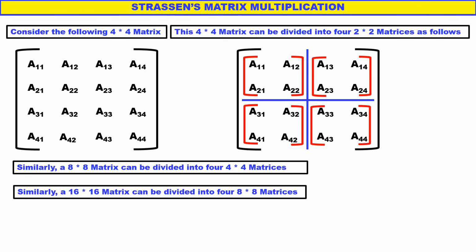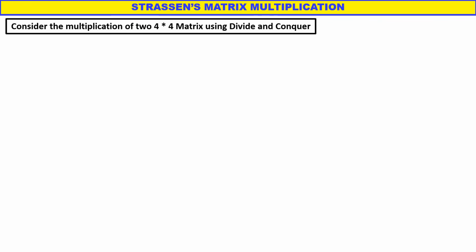Similarly, a 16 cross 16 matrix can be divided into 4 8 cross 8 matrices, and each 8 cross 8 matrix can be divided into 4 4 cross 4 matrices, and each 4 cross 4 matrix can in turn be divided into 4 2 cross 2 matrices. That's how divide and conquer happens. Now, consider the multiplication of 2 cross 2 matrices using divide and conquer.